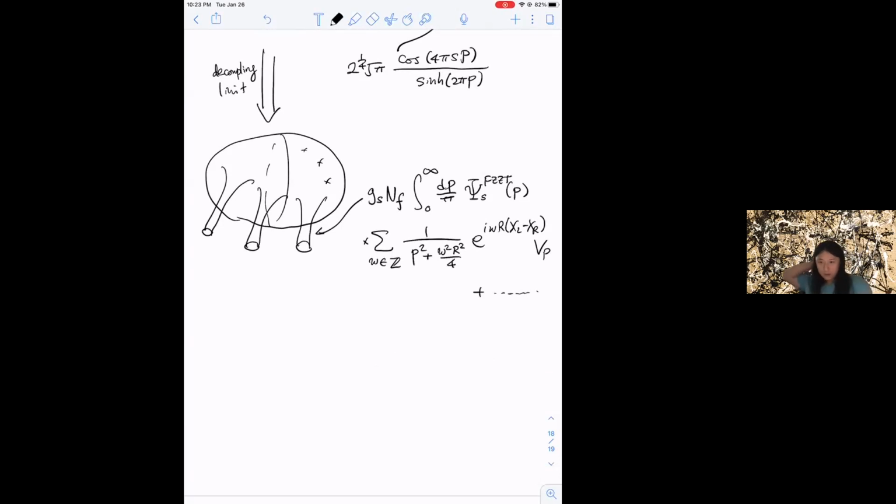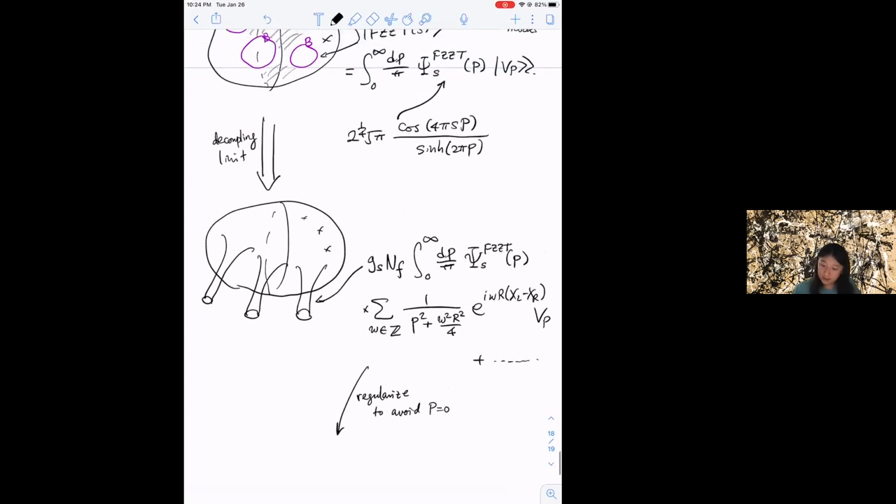So the conjecture here is that in the S goes to infinity limit, in the decoupling limit, we should pick up the dominant term in this contribution. And so let's inspect that. Now, if you look at this integral naively, it actually is divergent. So there's a singularity at p equals 0. We have to kind of regularize the integral to avoid p equals 0. We can do this in the following way. So remember that this disk one-point function is this function here.